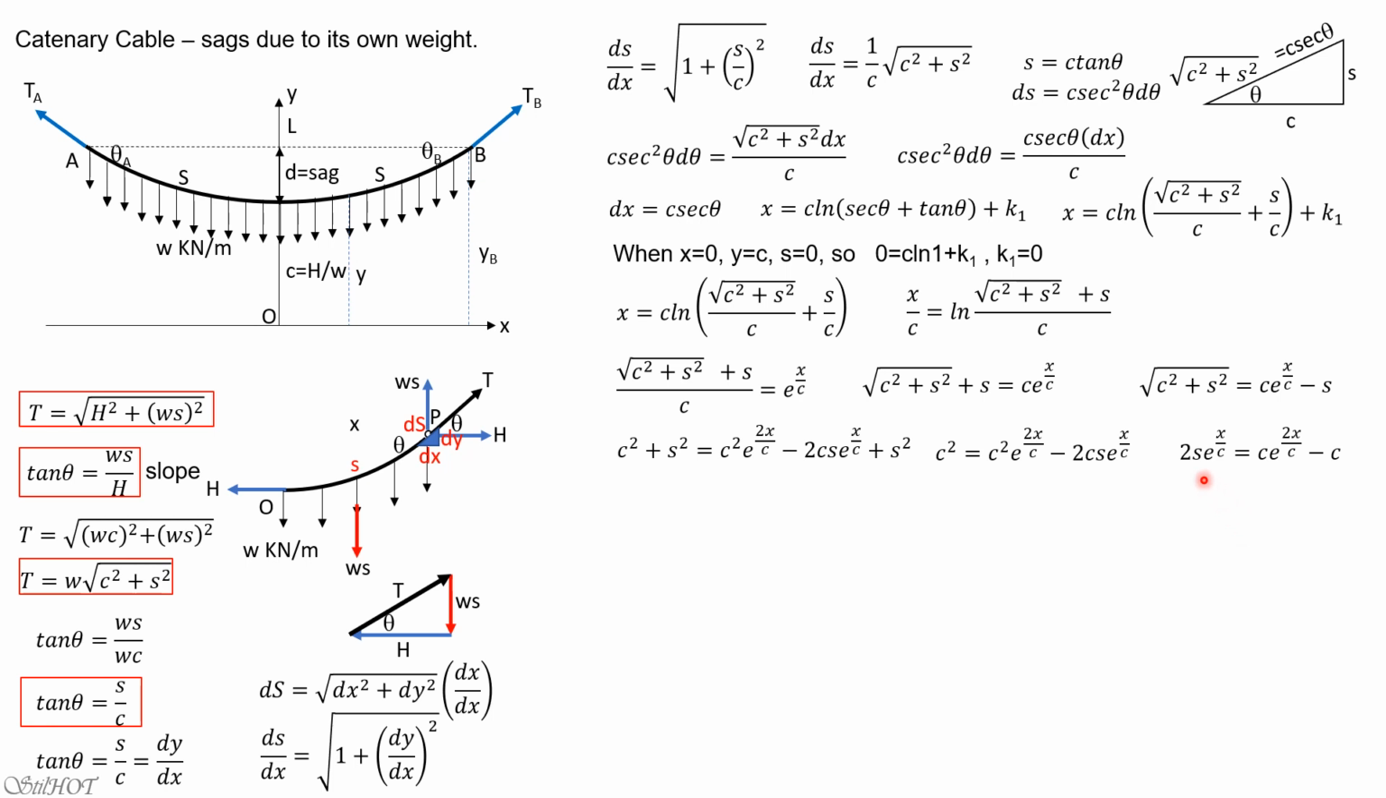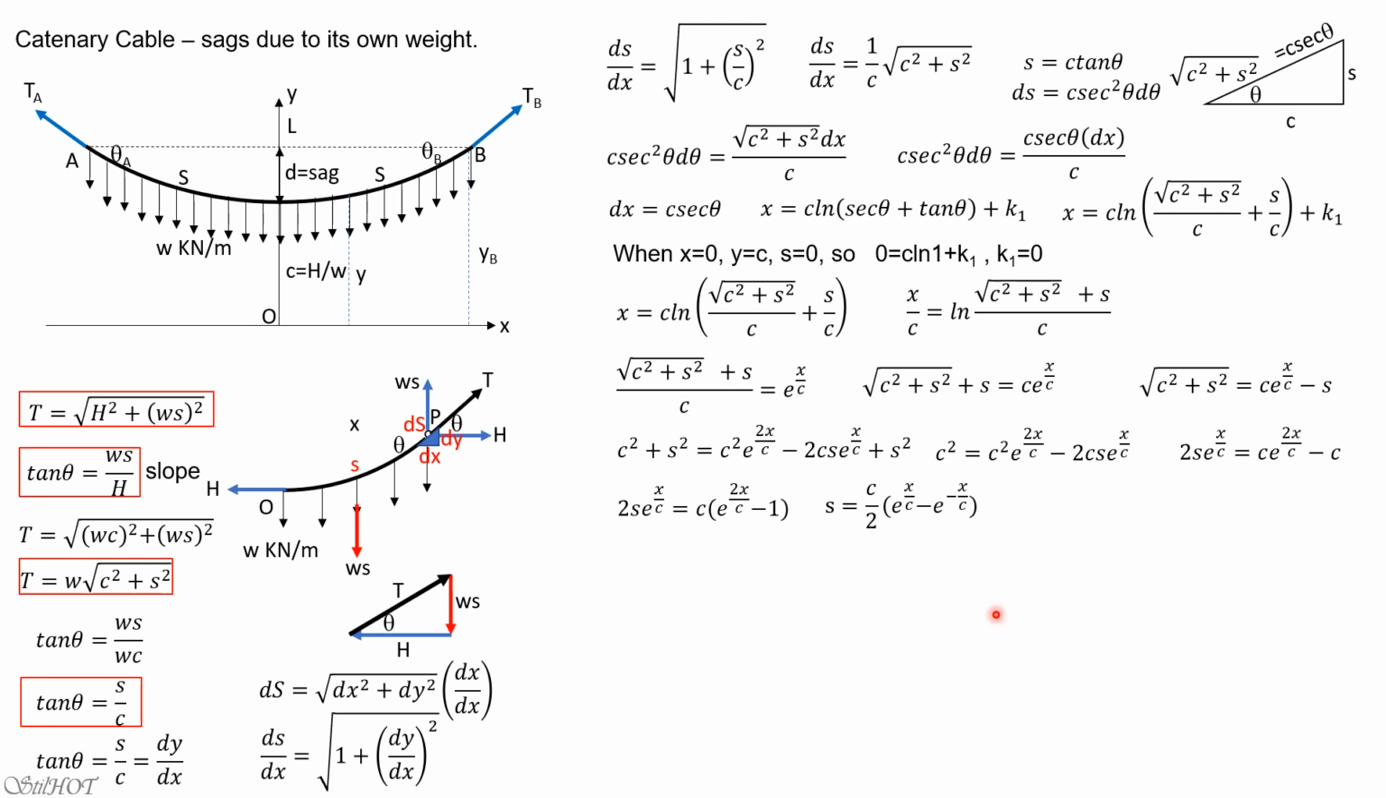So finally, we can now set up the formula for s by dividing this right side by 2 e to the x over c. So 2s e to the x over c equals, factor out c, e to the 2x over c minus 1. Divide everything by 2 e to the x over c, so s equals c over 2 times quantity e to the x over c minus e to the negative x over c. So of course 2x over c divided by e to the x over c is e to the x over c, and minus 1 divided by e to the x over c is negative e to the negative x over c.